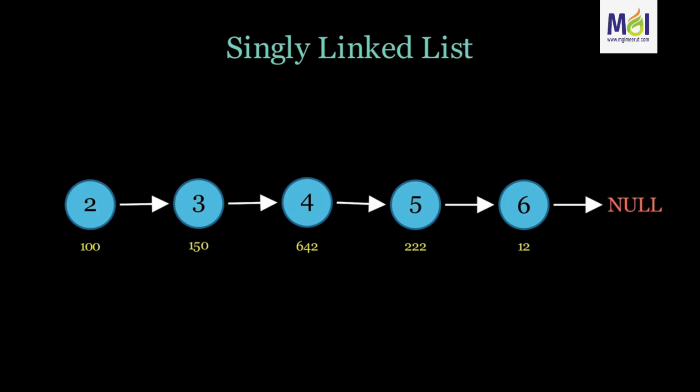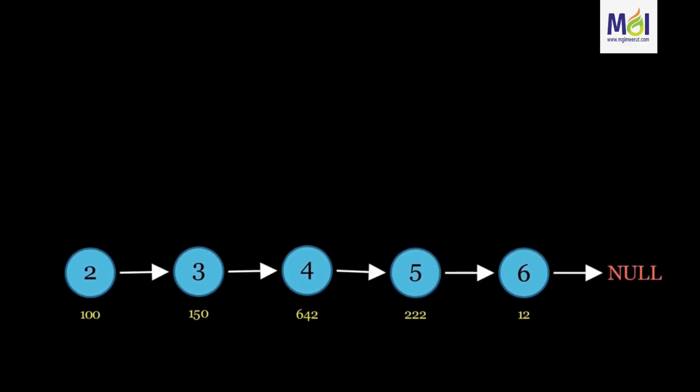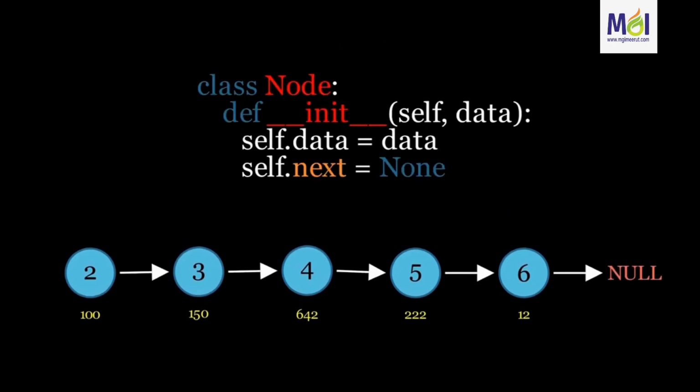Now let's see the implementation of the linked list and the operations on it, along with visual animations. We will use Python for this because it is an easy and beginner-friendly language. First, we will define a class called Node. In the constructor, we will take data as input and initialize two members, data and the next pointer, which will be initially set to None. This structure allows us to create individual nodes that can be linked together to form our linked list.